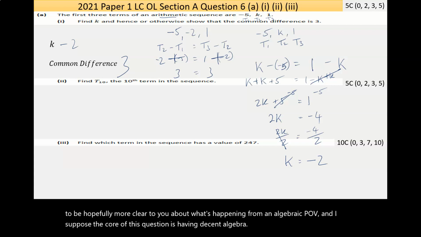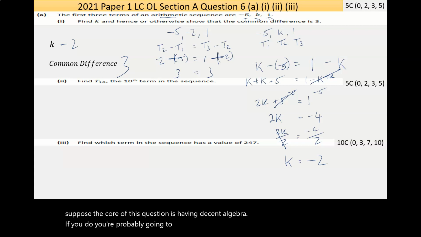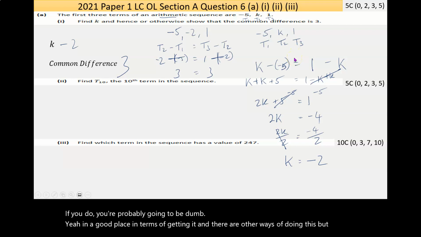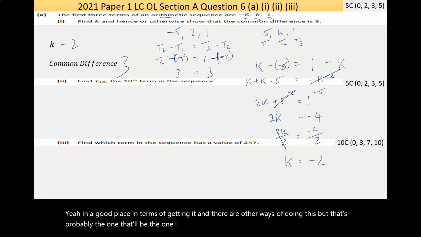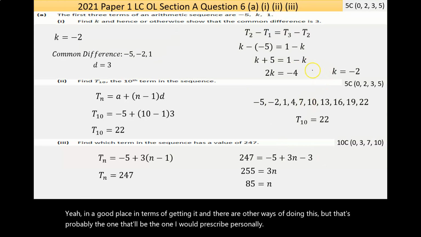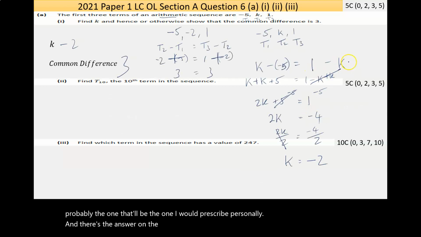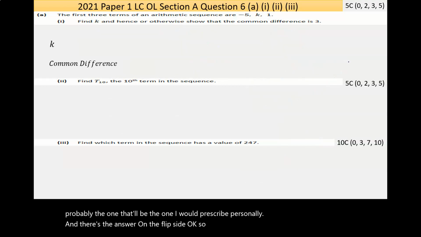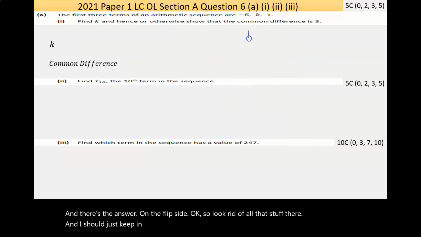If you do, you're probably going to be in a good place in terms of getting it. There are other ways of doing this, but that's probably the one I would prescribe personally. And there's the answer on the flip side. Okay, so I'm going to get rid of all that stuff there, and I should just keep a memory of k is -2, and the difference is 3.